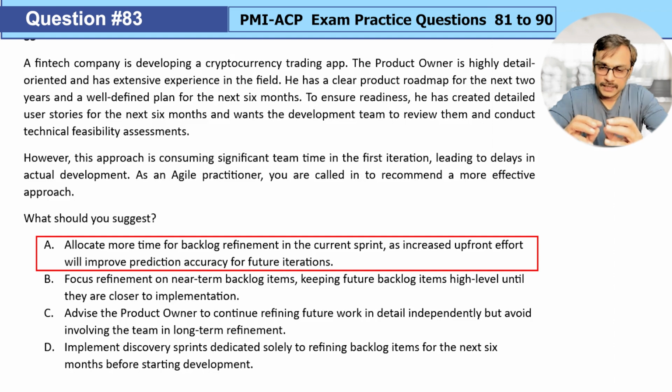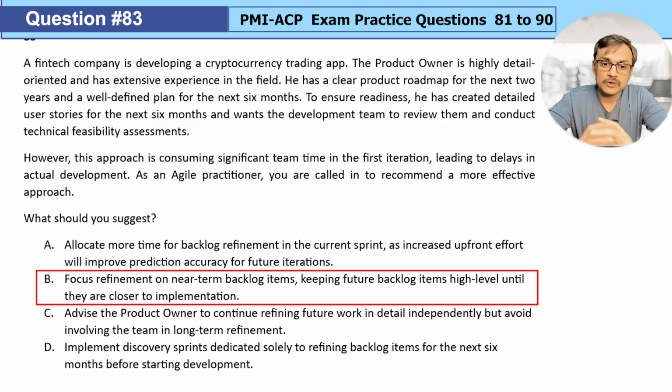In the Scrum way of working, it is usually recommended we should not be spending more than 10% of the team's time for thinking about the future iteration. So spending more time and saying that we will have a better visibility of the future is waterfallish thinking we should stay away from. Option B, focus refinement on near-term backlog items. Keep future backlog items high level until they are close to implementation.